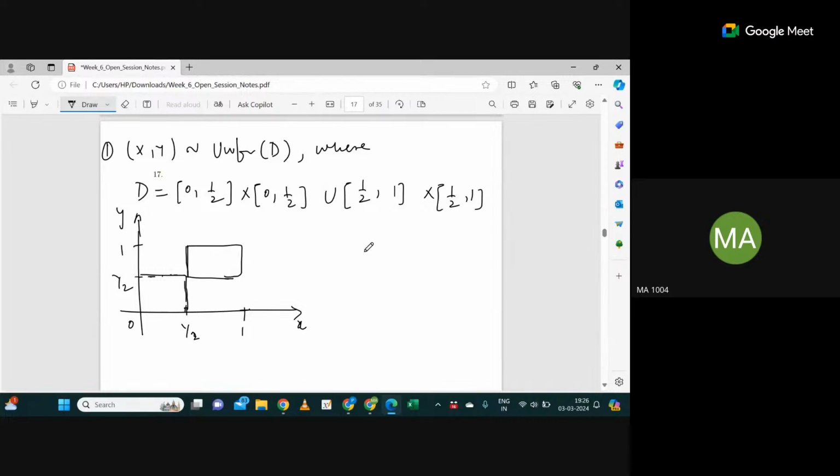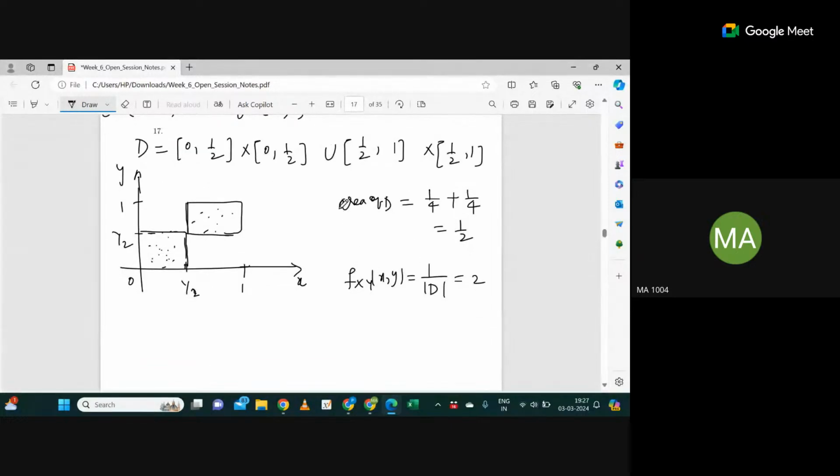So first of all, what is the area of D? The area of D is this thing plus this thing. The area of this is half into half, which is 1 by 4. And for this, again 1 by 4, right? Total is half. So the joint density is 1 upon the modulus of D, that is nothing but 2, correct? So this is the joint density.